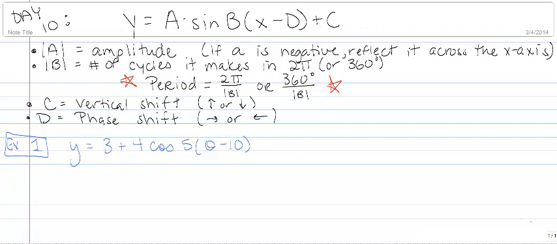Okay, so in our first example here, we have y equals 3 plus 4 cosine of 5 times the quantity theta minus 10. So a lot going on here. What I want to do first is just go through and make sure you guys understand which number is set up with which letter. So we have our C, that's our 3. Our A, that's our amplitude, is 4. B is 5, and D is 10. That's actually going to be a shift right 10 because it's set up x minus D. So x minus D, so D must be 10.